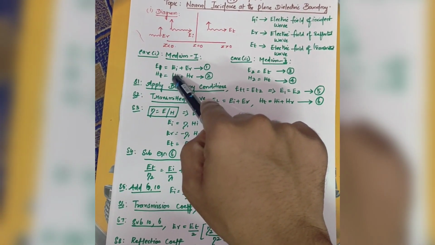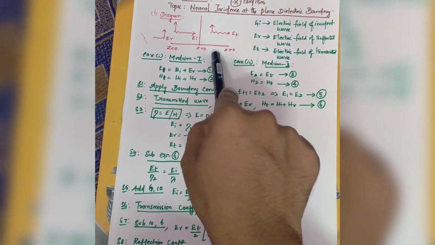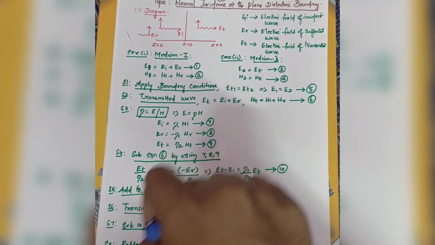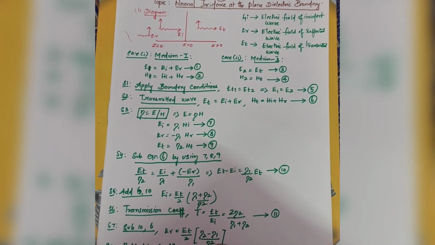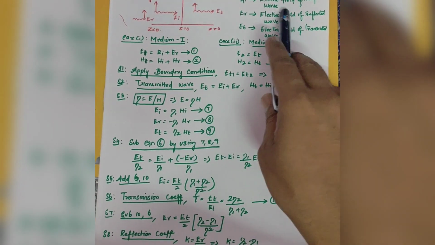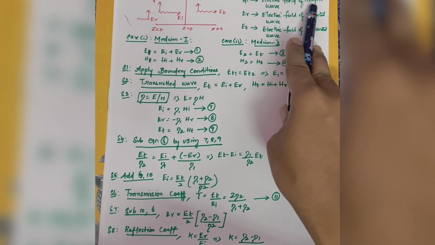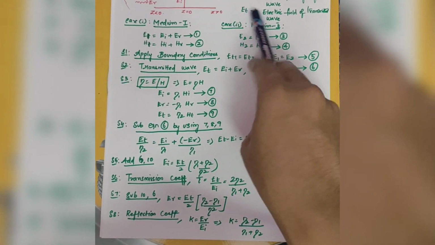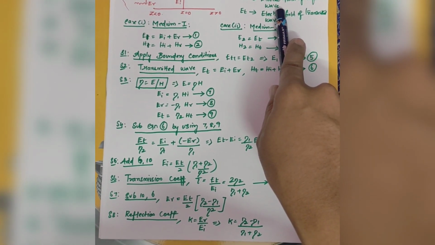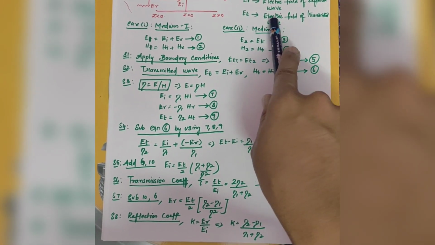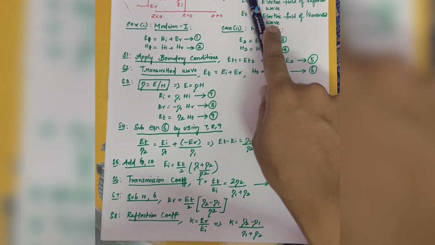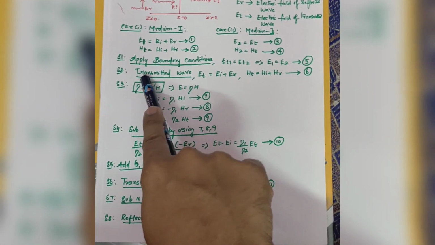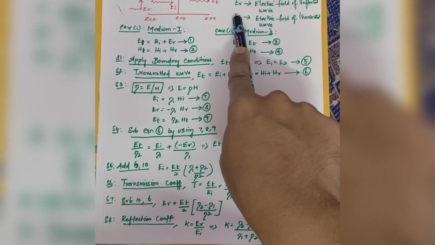See this diagram. The incident wave is represented as I, the reflected wave as R, and the transmitted wave as T. Since the field strength is electric field, we write EI, ER, ET. EI is the electric field of the incident wave, I indicates incident. ER is the electric field of the reflected wave, R represents reflected. ET is the electric field strength of the transmitted wave. Incident wave, reflected wave, transmitted wave.